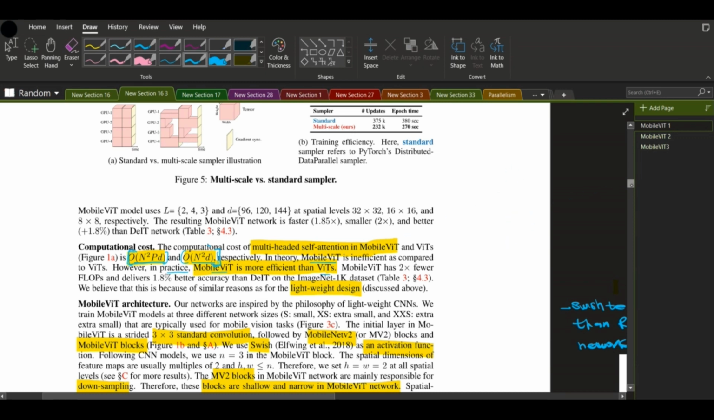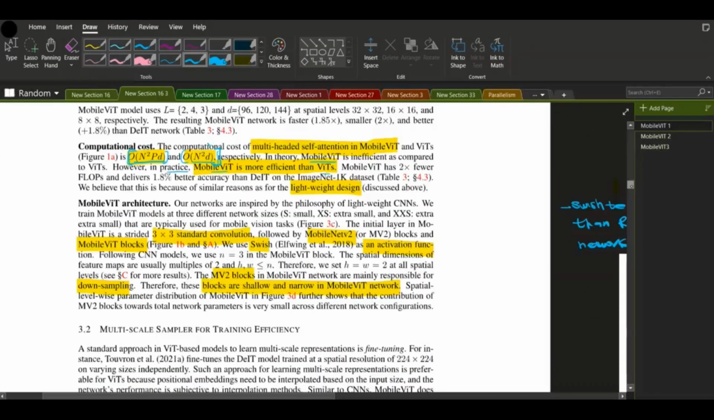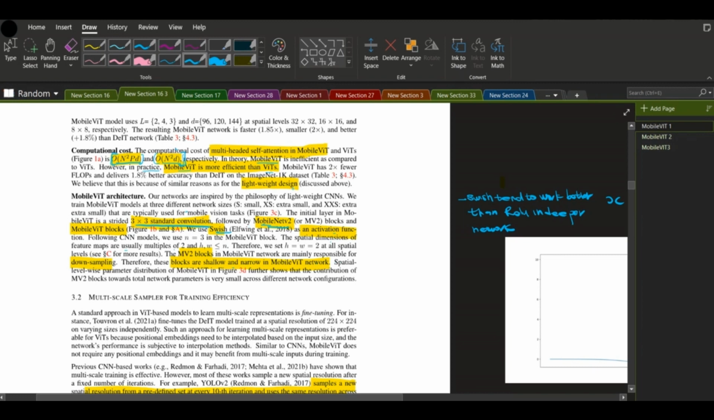In terms of the mobile architecture, I'm just going to look here. They use a standard 3x3 convolution, followed by MobileNetV2 blocks. We can think of the MobileViT as a block that gets stacked with components such as MobileNetV2. Then they use the Swish activation function. The spatial dimensions of feature maps are usually multiples of 2. The MV2 blocks in the MobileViT network are mainly responsible for downsampling, and therefore these blocks are shallow and narrow. The Swish activation function can be represented as x times sigmoid of x, and you can also have a beta as a trainable parameter.